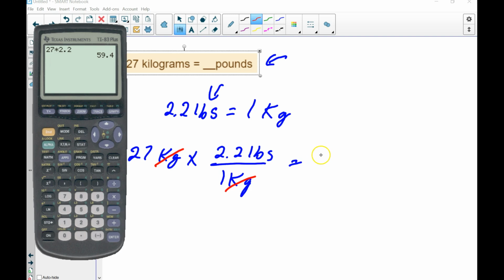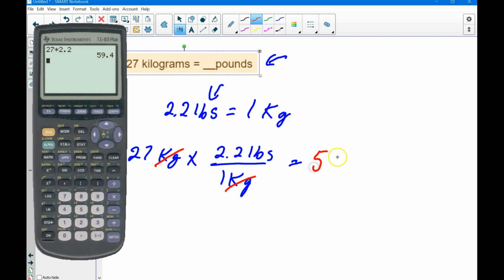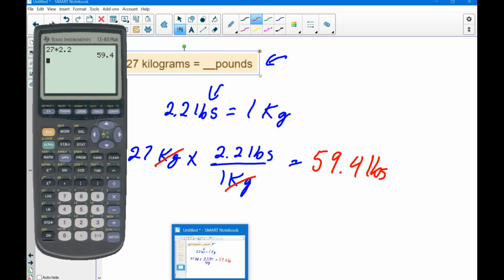And multiply by 2.2, we get 59.4 pounds. See? It's all still the same.